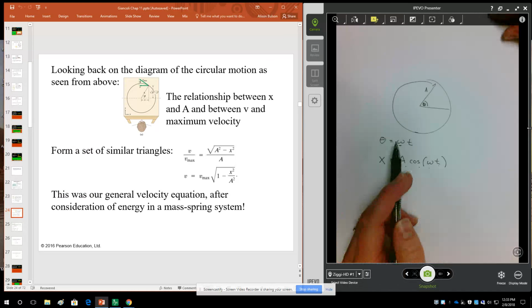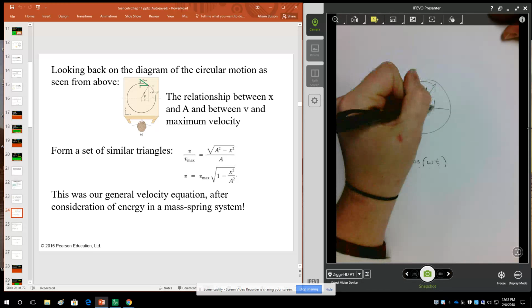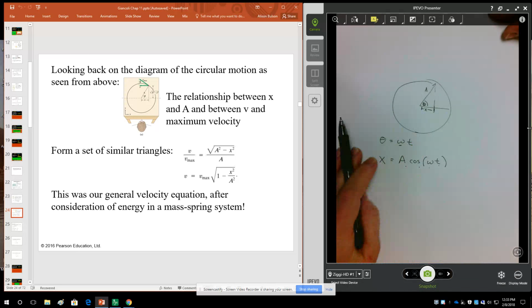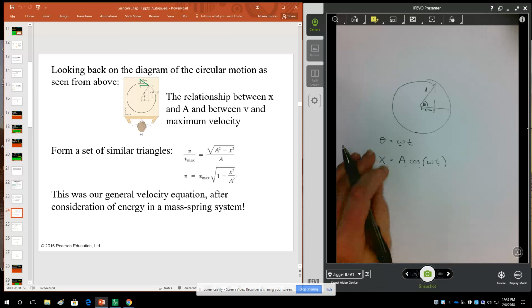So if I look back on the diagram of circular motion as seen from above, the relationship between x and A, so this relationship between the x component that I'm viewing here, the x component of motion, and the radius of the circle, is similar to the relationship between the maximum velocity, so that's the tangential velocity, and the x component of that velocity. You form a set of similar triangles, you look at the ratio between moment to moment x component velocity, so on the PowerPoint slide that's v, versus the maximum velocity, and that's a similar triangle to the hypotenuse of the height of the triangle formed by A and x, so square root of A squared minus x squared, using the Pythagorean theorem, over the hypotenuse A.